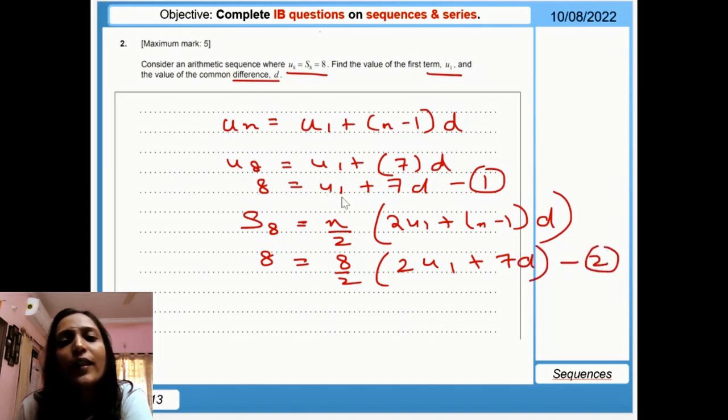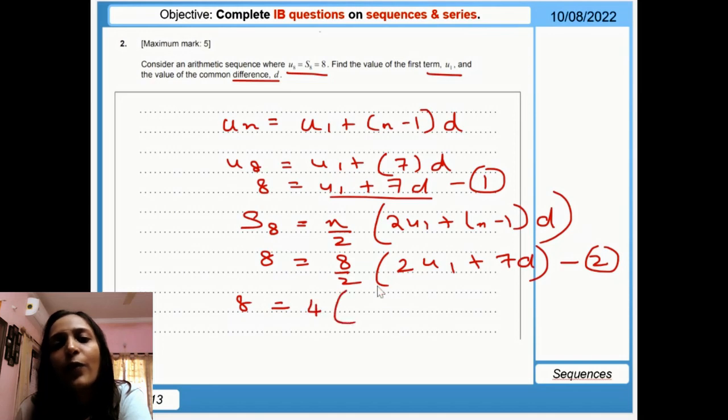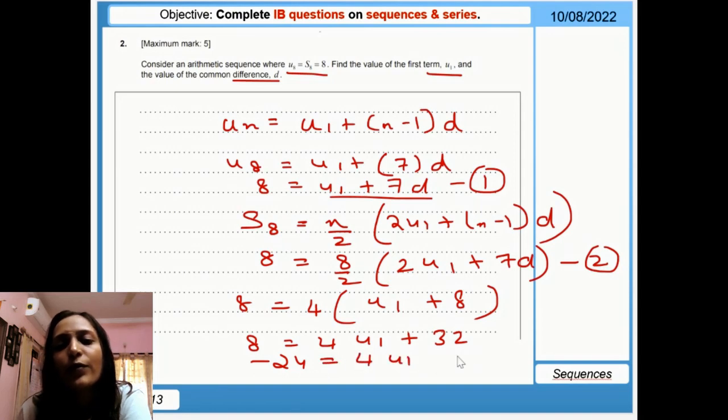Now, if you notice, we can substitute the value of u1 plus 7d over here. So we can write it as 8 is equal to 4 times u1 plus 8. Now, when I expand this bracket, I can write this as 8 is equal to 4u1 plus 32, or I can take 32 to the other side. It would be minus 24 is equal to 4u1. So u1 is equal to minus 24 by 4, which would be negative 6.